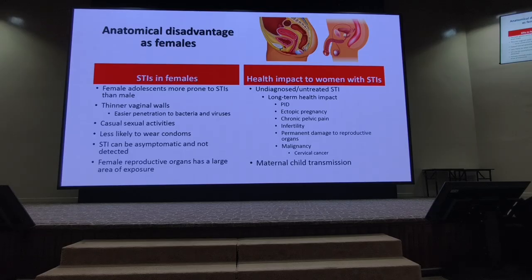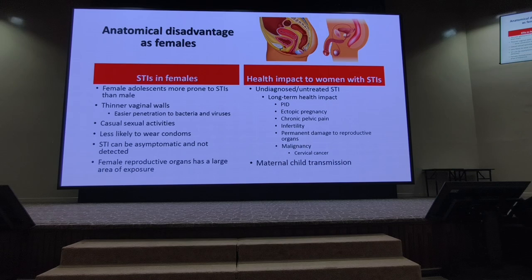And sometimes, in the younger age group, you can have casual sexual activities, one-off. Those are usually unprotected. And if they have infection, it can be unrecognized. And they're likely not to wear condoms. So the risk of STI is much higher, and they are asymptomatic.